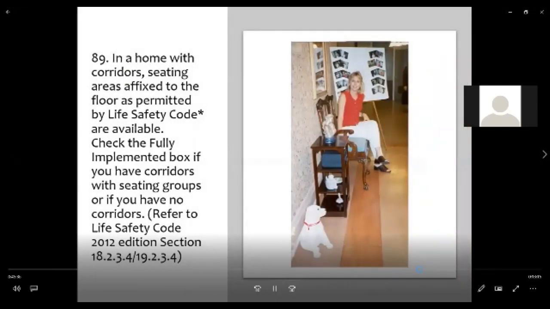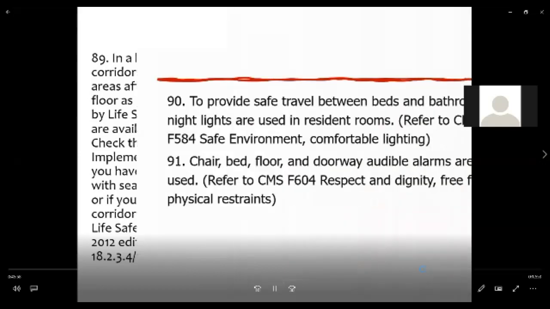Okay, this is a good one. In a home with corridors, I think you all have corridors, hallways, seating areas affixed to the floor as permitted by life safety code are available. Believe it or not, life safety code 2012 brought about some culture change items. And one of them is this, that you can have chairs in the hallway. There's a few stipulations. If you want to know more later, I can tell you.